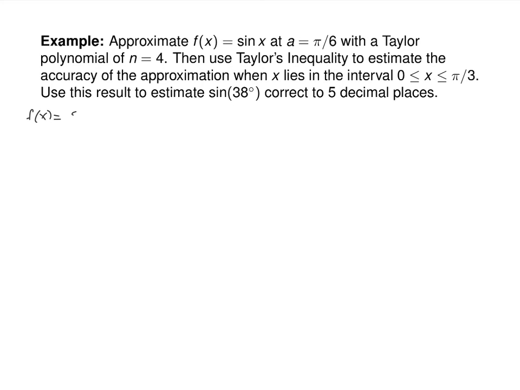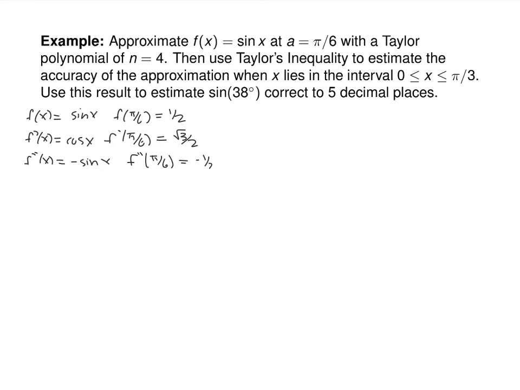So the original function is sine of x. Plugging in pi over 6, we get 1/2. The first derivative of sine is cosine. Plug in pi over 6, you get root 3 over 2. The second derivative is negative sine. Plug in pi over 6 and we'll get negative 1/2. The third derivative is negative cosine.